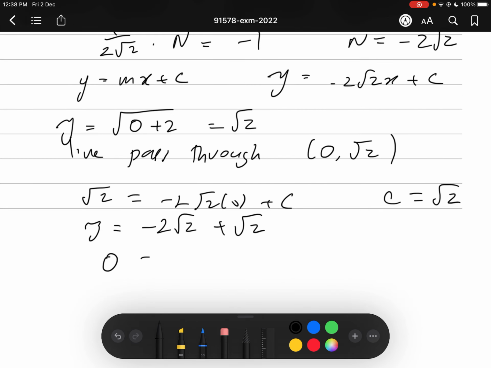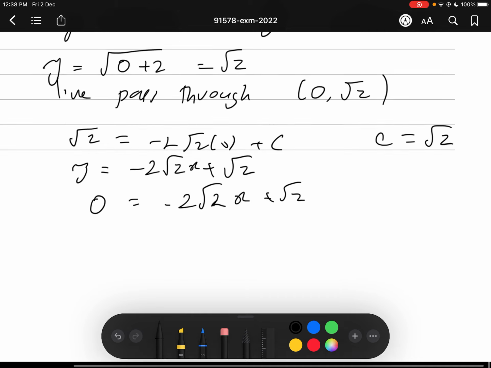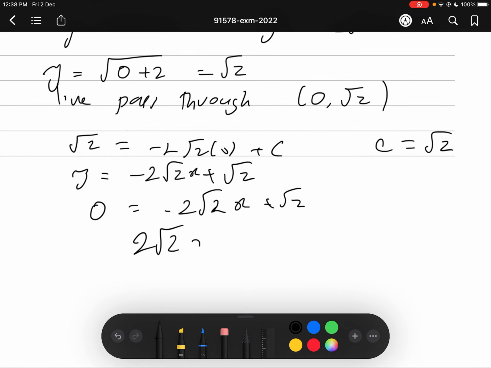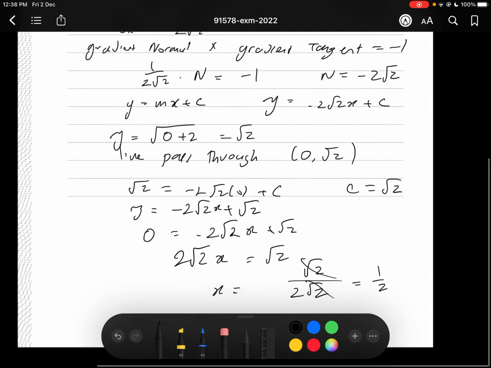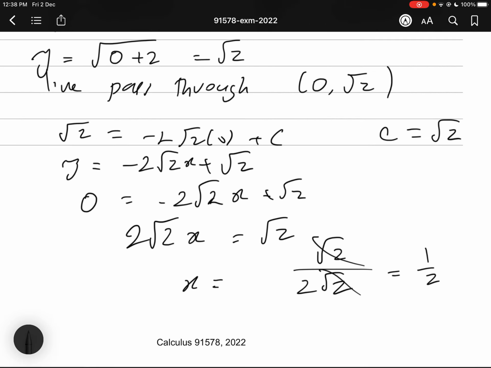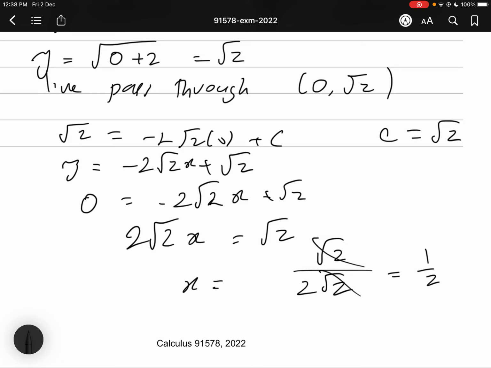So y equals 0. So 0 equals -2 root 2 times x plus root 2. So therefore 2 root 2 times x equals root 2. So therefore x equals root 2 over 2 root 2. And root 2 cancel each other out, so we get x equals 1/2. So now that we have x equals 1/2, we can simply find the point P, because we know at point P y equals 0. So point P is simply the point (1/2, 0).